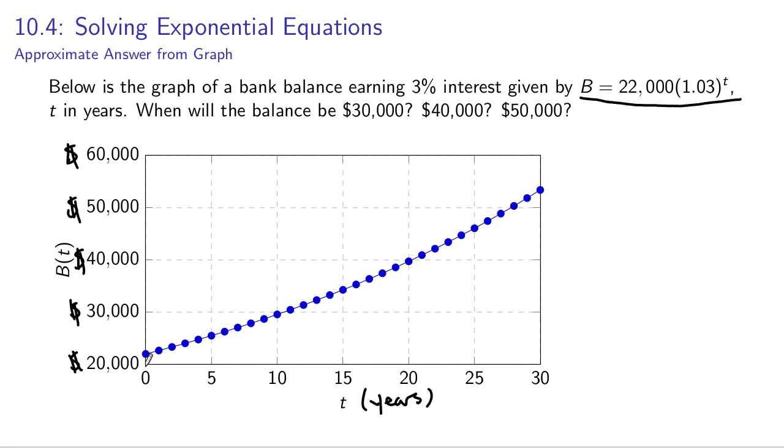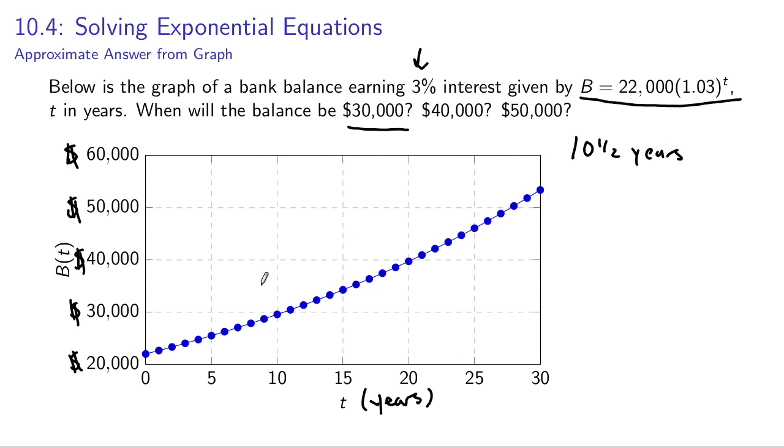So when there's been no time passed, we have $22,000. So suppose we want to project out in time, given our 3% interest, when our bank balance is going to be $30,000. So we can find 30,000 on the graph. Fortunately, it has this nice dashed line. And we can look and say, well, it looks like it's between 10 and 11 years when we get to 30,000. So let's say it's about 10 and a half years to get to 30,000.